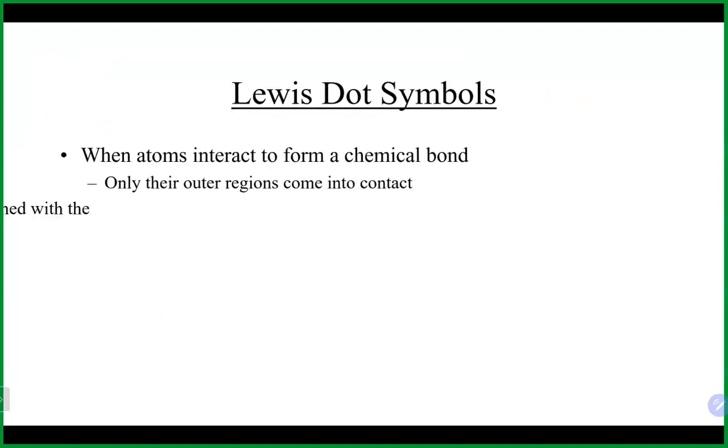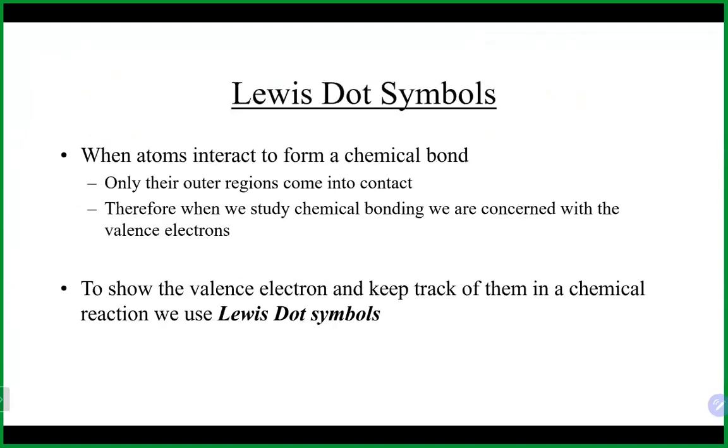All right, so one of the ways that we represent bonding, both ionic bonding and covalent bonding, is we use Lewis dot symbols. They're sometimes just generically called electron dot symbols. When bonds are formed, it is really only the outer regions that come in contact with each other, and those really are the electrons. There's a special type of electrons involved in bonding, and those are the valence electrons. The valence electrons are the outermost electrons. They're the highest in energy level.